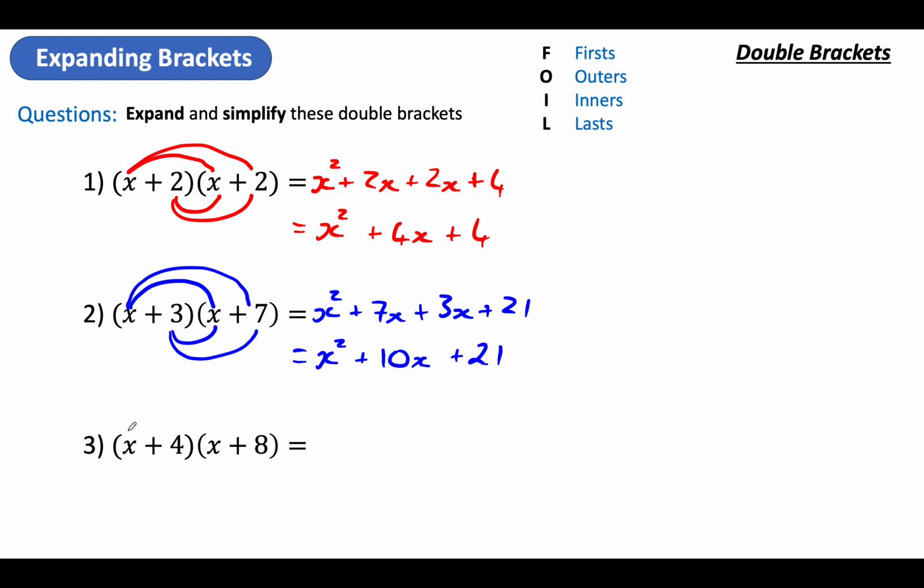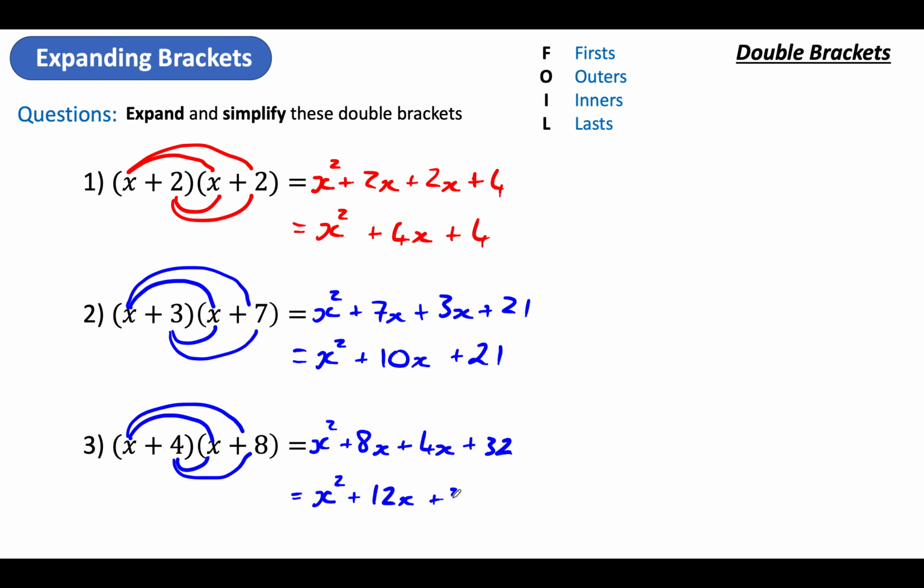And the last one here then, so first, x times by x equals x squared. Outers. Well, x times by the 8 is 8x. Inners, so 4 times by the x is 4x. And last, 4 times by the 8 is 32. So 8x plus 4x is 12x. So it's x squared plus 12x plus 32.